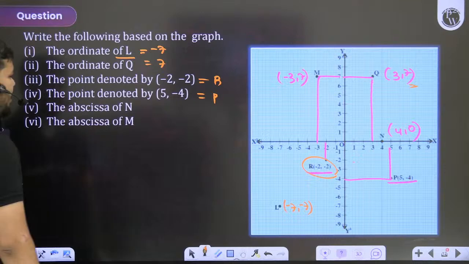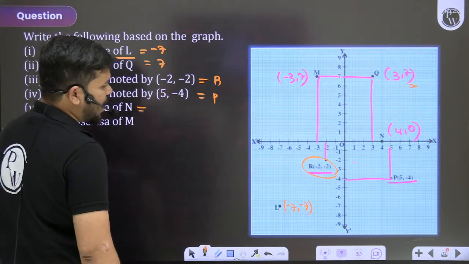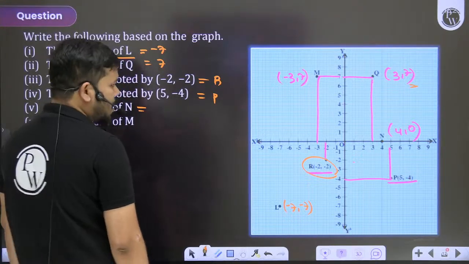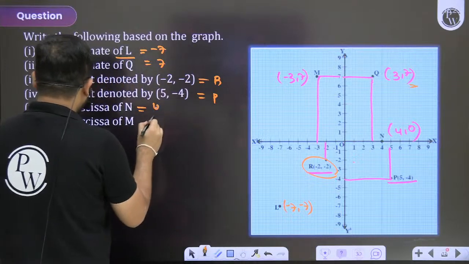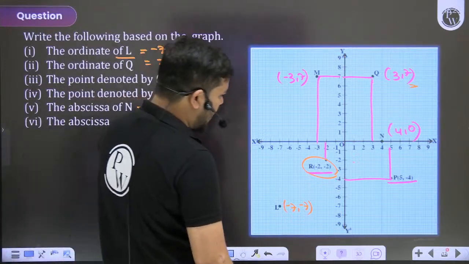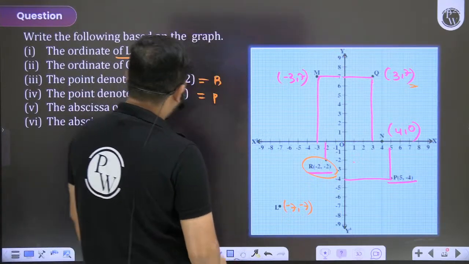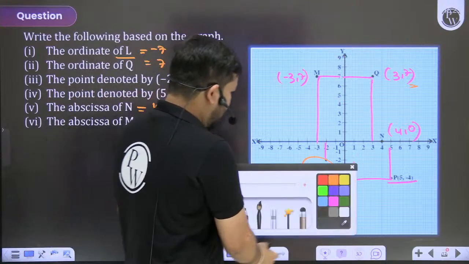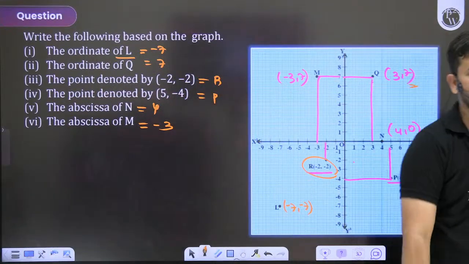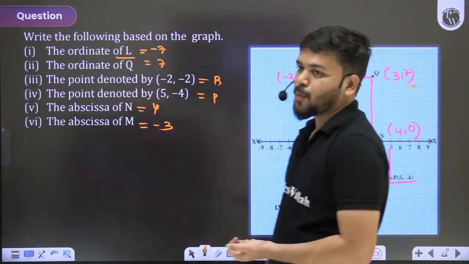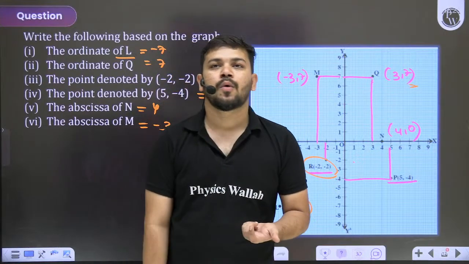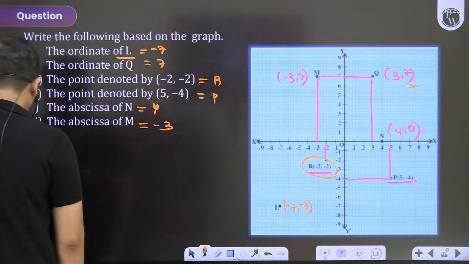Right? And the abscissa of N, you are getting, abscissa means x, that is 4. And the abscissa of M will be equal to, where is that M? -4. If anything is given to you related to the coordinates of a particular point or its location, you can easily answer it right now. Right? Yes. Chalo.